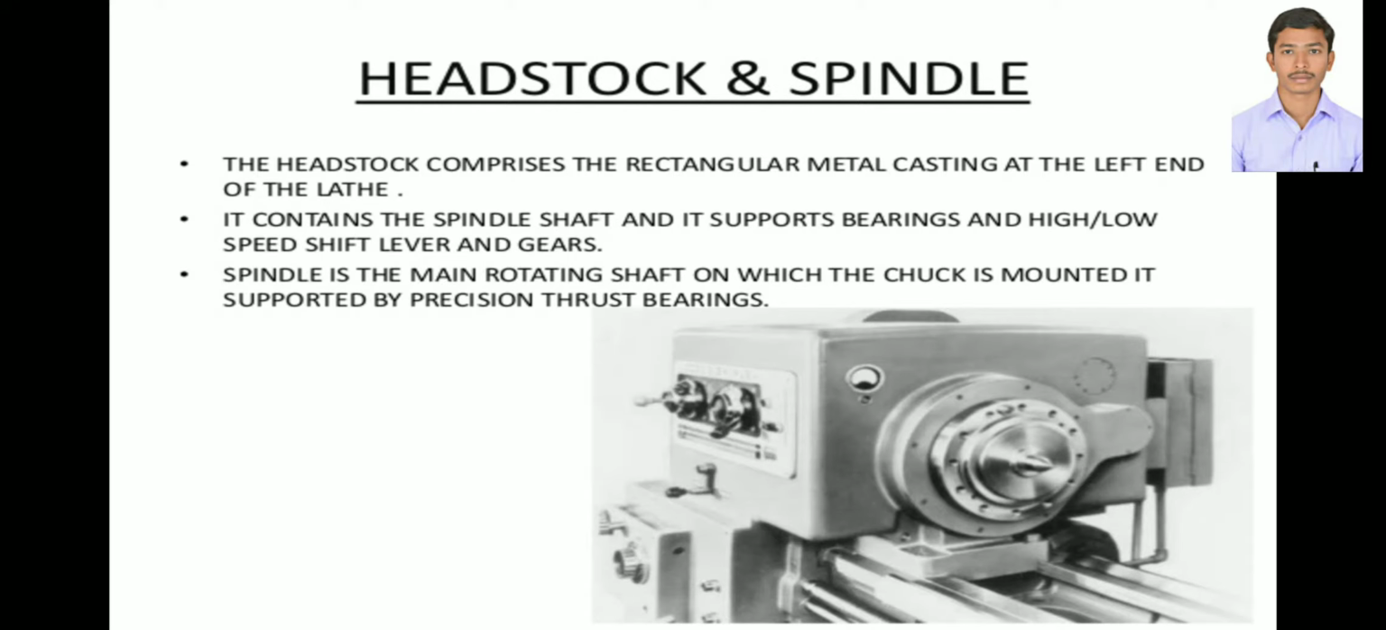And you can see the headstock and spindle. The next part is the headstock and spindle. The headstock comprises a rectangular metal casting at the left end of the lathe. So the headstock is placed at the left end of the bed, and it is fixed there. The headstock should not move; only the tailstock moves on the lathe machine.